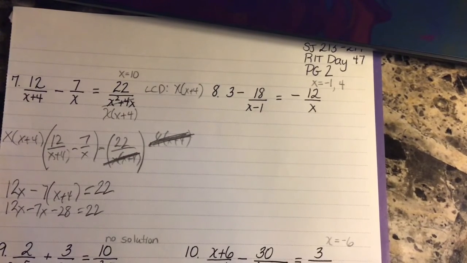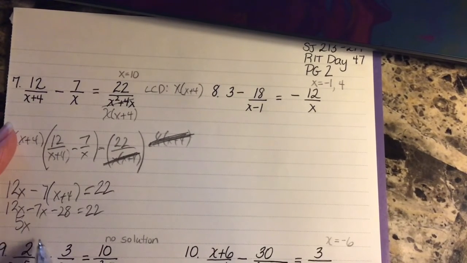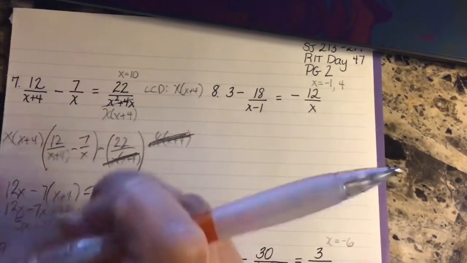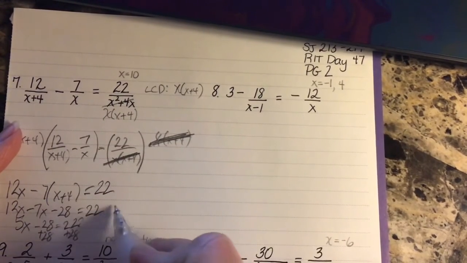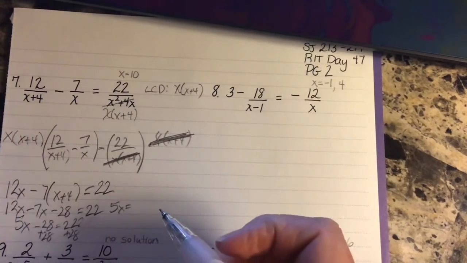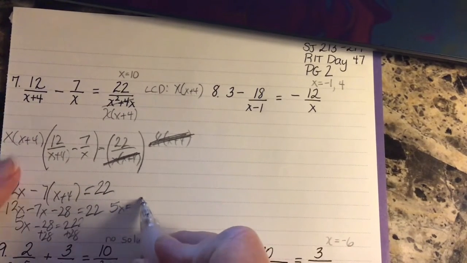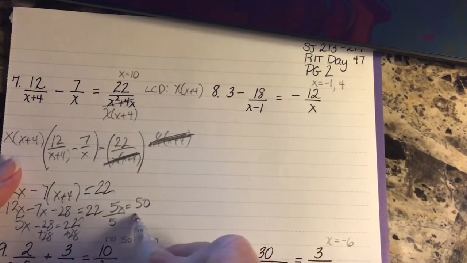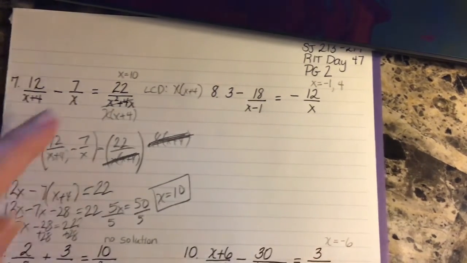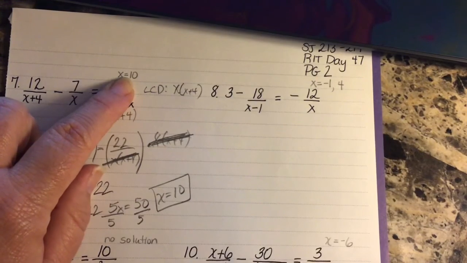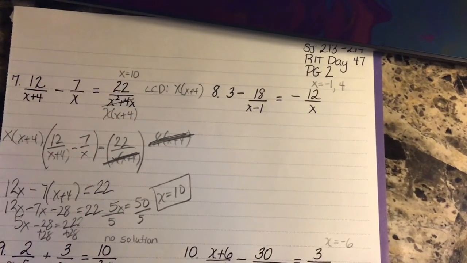12x minus 7x, I'm going to combine those. That's 5x minus 28 equals 22. I'm going to add 28 to both sides. So 5x equals 50. And divide by 5. I do get x equals 10, which is what I was supposed to get as the solution. Okay, let's move on to number 8.